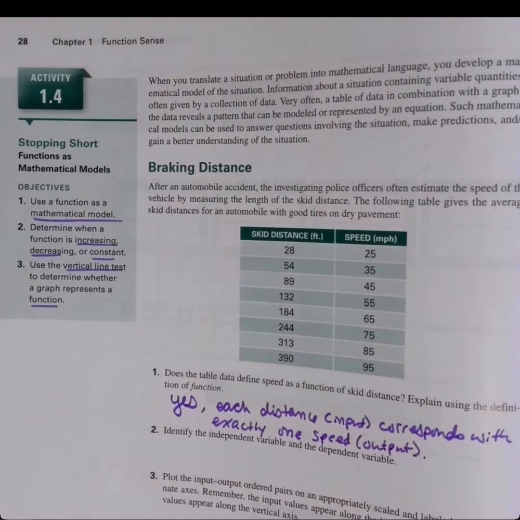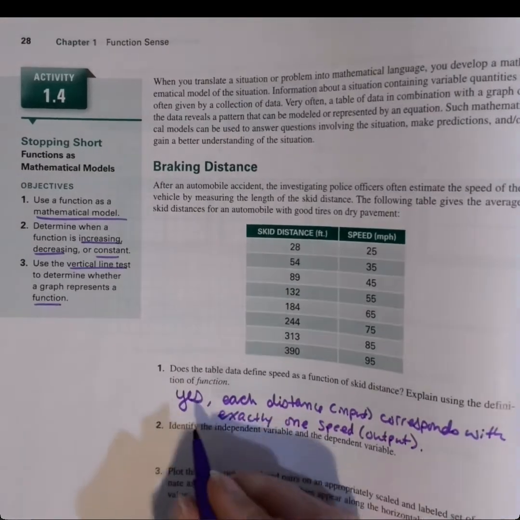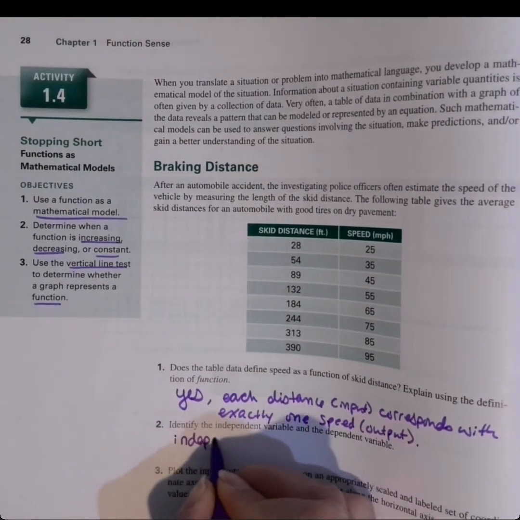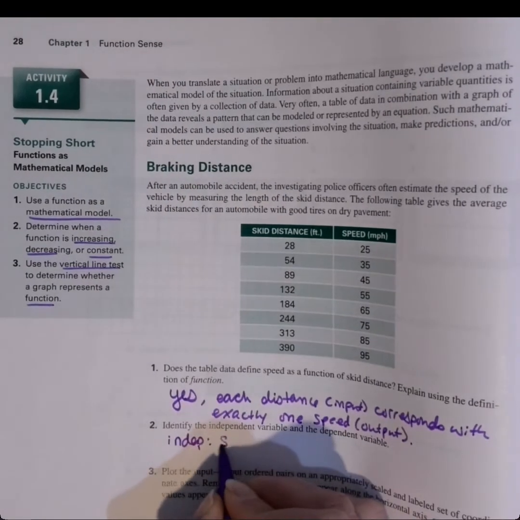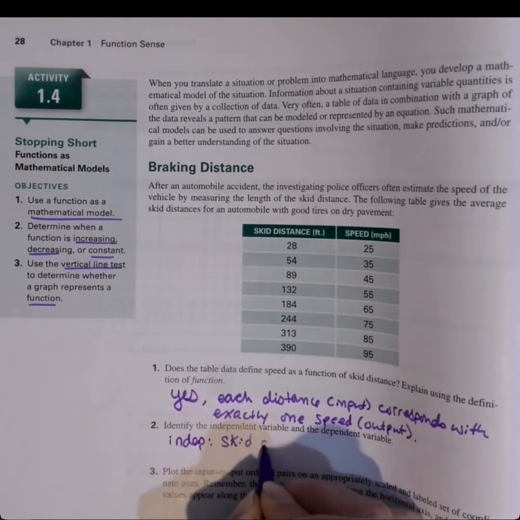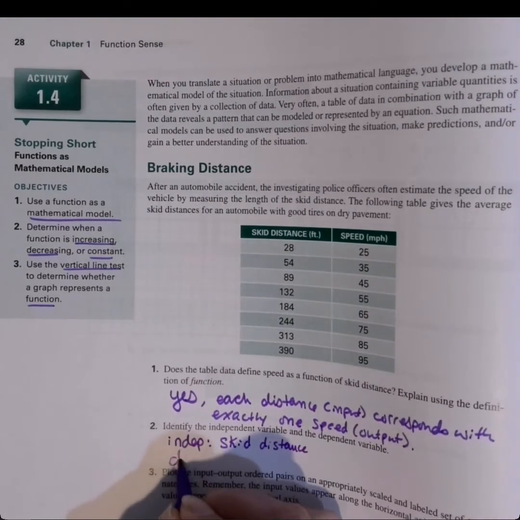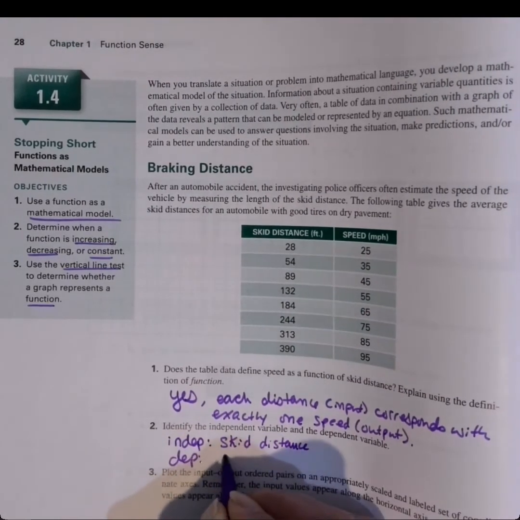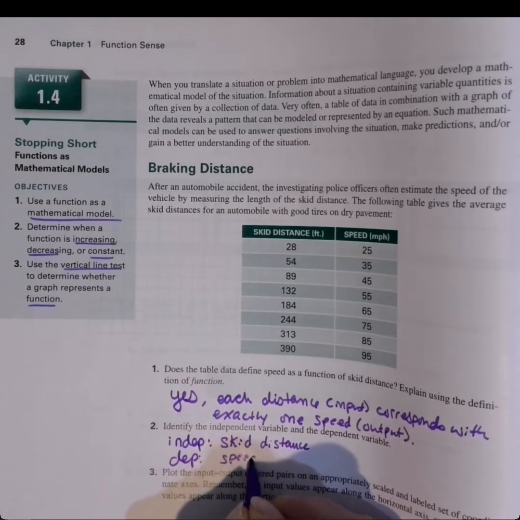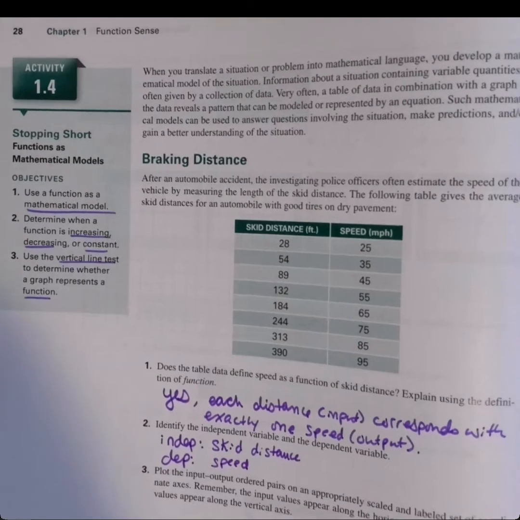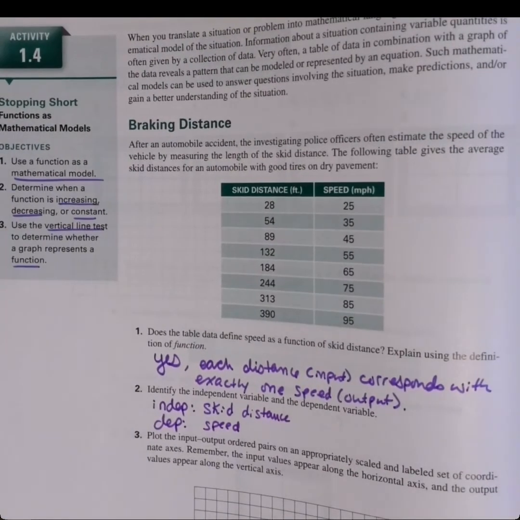Identify the independent variable and the dependent variable. So the independent variable in this case is our skid distance. And the dependent variable in this case is our speed, since we are using skid distance to predict the speed. Plot the input-output ordered pairs and label.